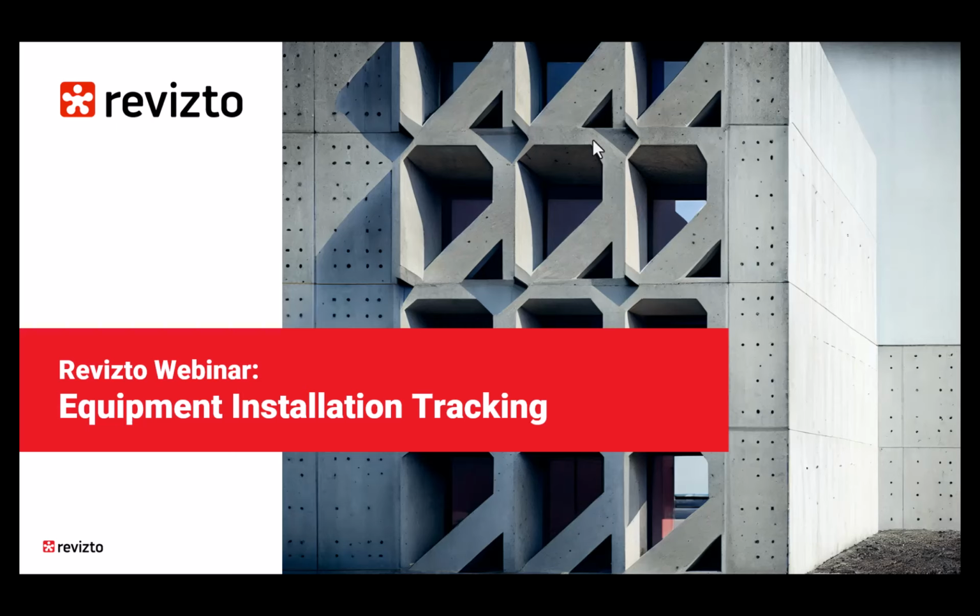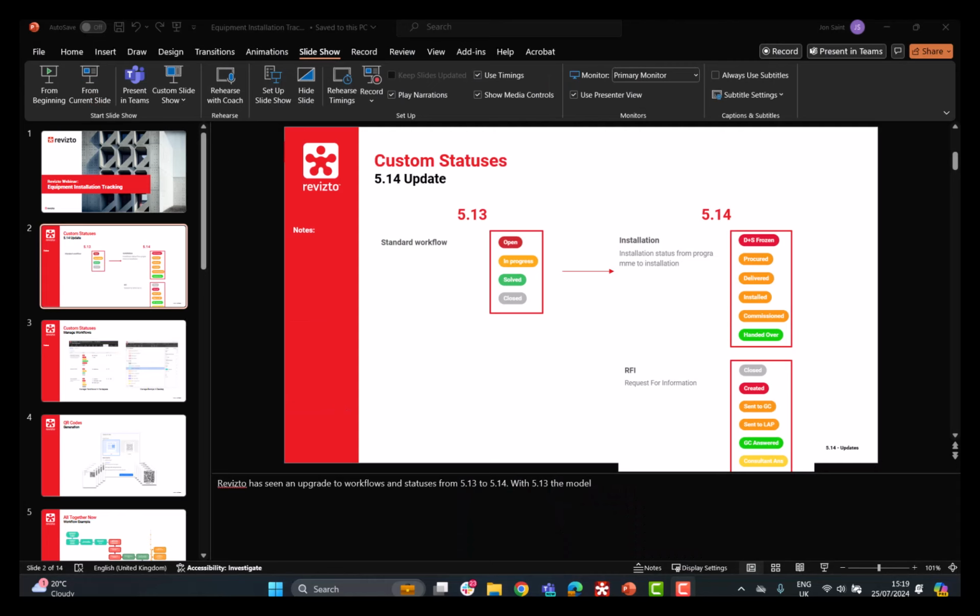I'm John Saint, and I'm one of the Customer Success Managers for Northern Europe and the UK. We'll be running through a few of the new features within Revizto 5.14, seeing how we progressed from 5.13, to talk about how we can use custom statuses and QR codes to track equipment all the way through from manufacture to installation. Before we get into the demonstration of the product, I want to run through some of the updates that coincide with what I'm going to show you.